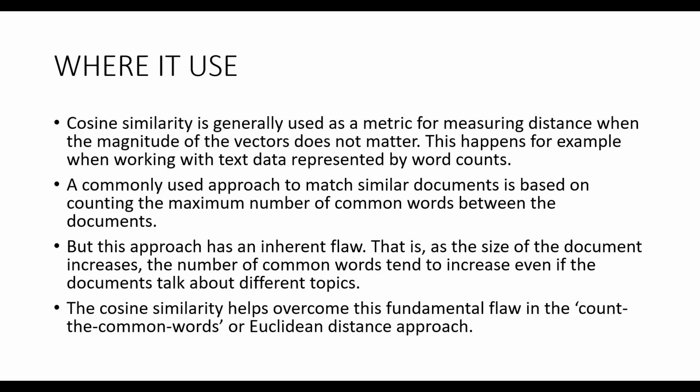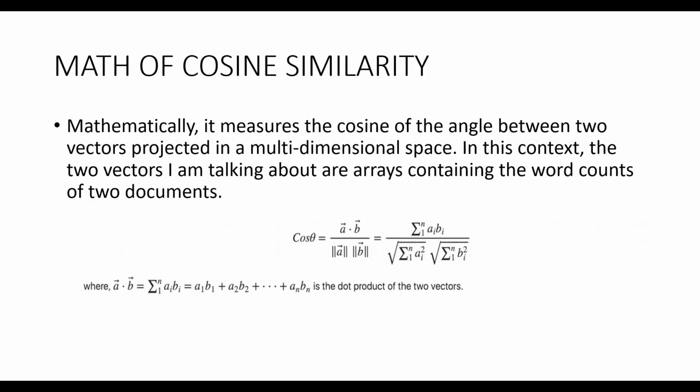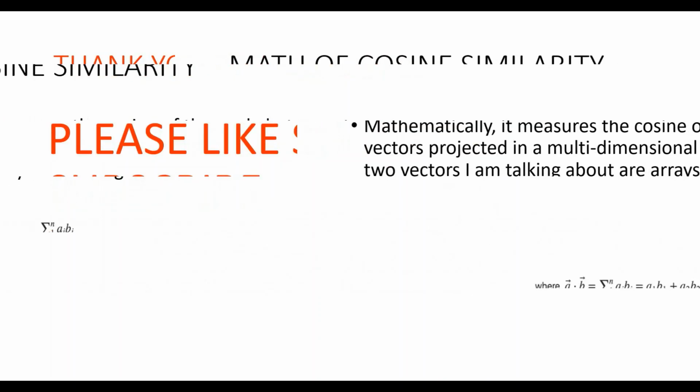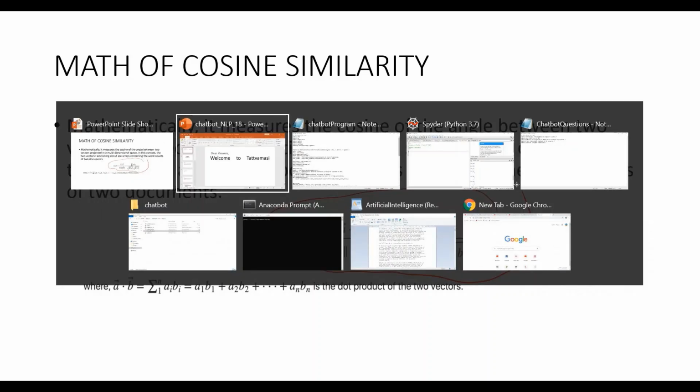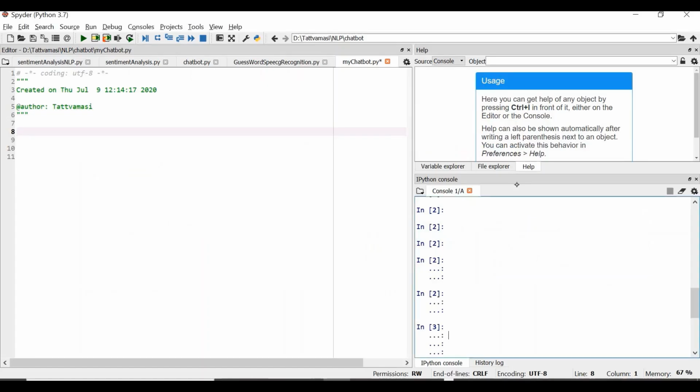You understood that. So this is the cosine similarity. This is the mathematical equation I already discussed. Cos theta is equal to A dot B by modulus of vector A by modulus of vector B. Now let's get into the implementation part. For that I will get into the Spyder IDE.